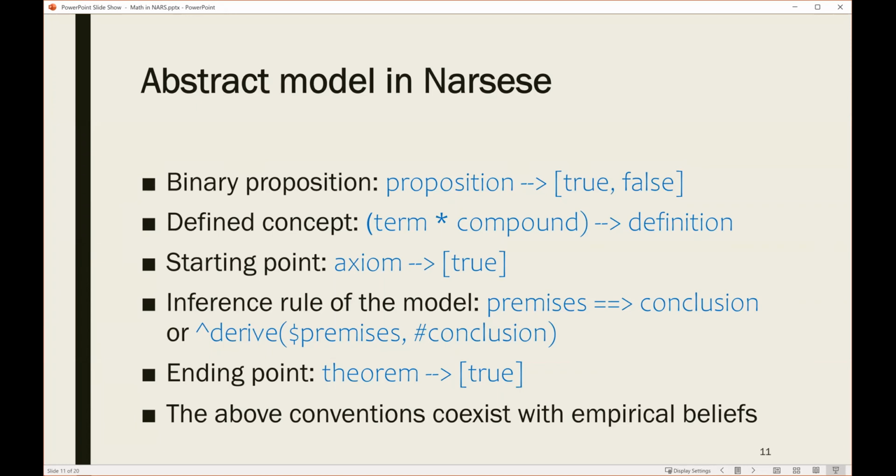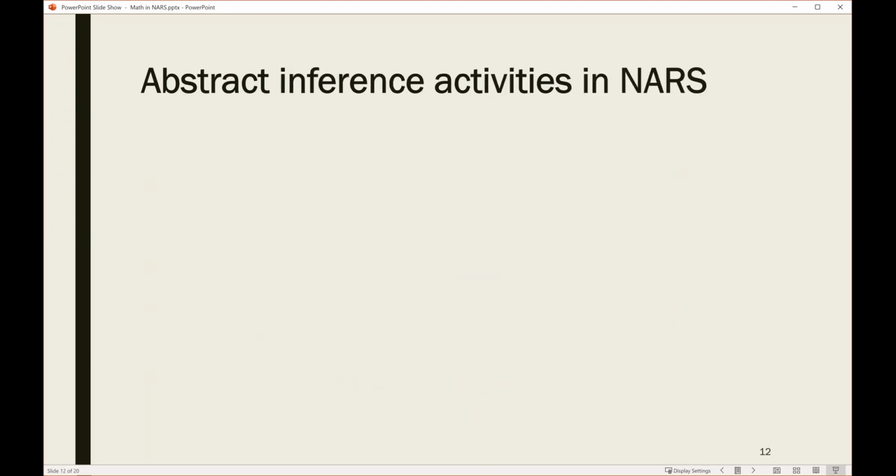I guess this is true, but I cannot prove it so far. Okay, so you don't have a truth value in this sense, but you can have a truth value in the Narsese sense that, for example, I have tried it many times, it works. Okay, but it's not a mathematical truth, which you need to obtain by a proof. So we can have both of them coexist.